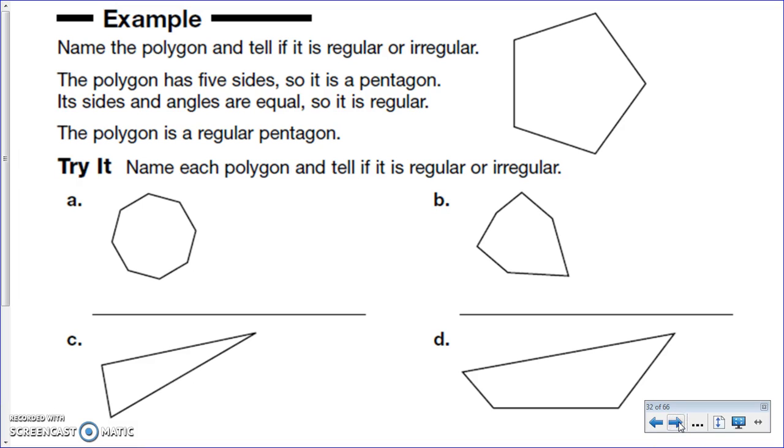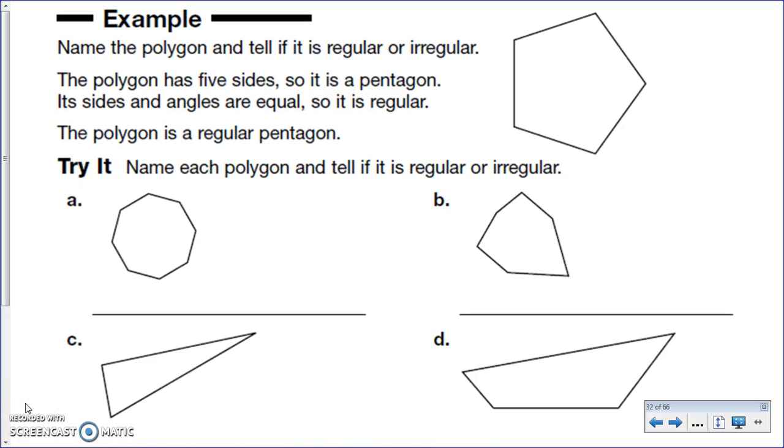For the example, we need to name the polygon and tell whether it is regular or irregular. The polygon has five sides, so it is a pentagon. Its sides and angles are equal, so it is regular. So this polygon is a regular pentagon.